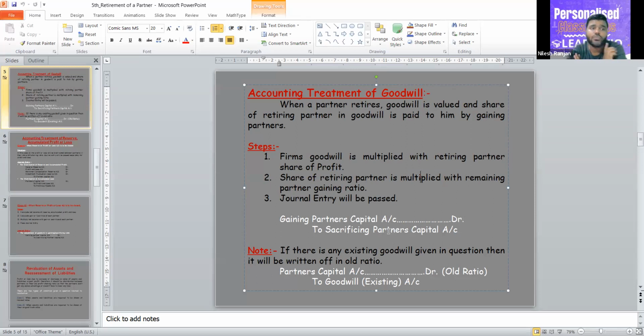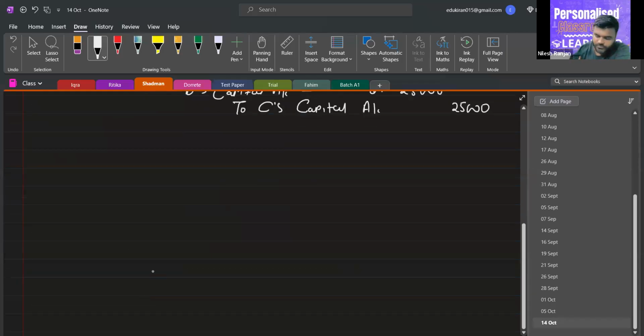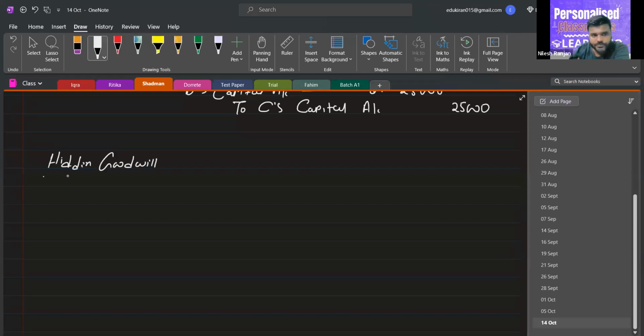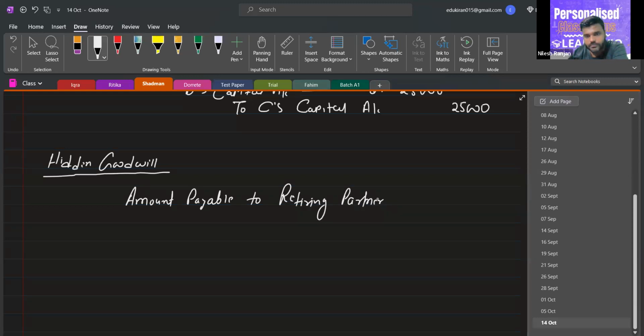Now there is one hidden goodwill concept also in retirement. But hidden goodwill in the retirement case is easy, because it can be calculated. In hidden goodwill, there is some amount payable that we calculate. Let's say the total amount payable to the retiring partner is 67,000.